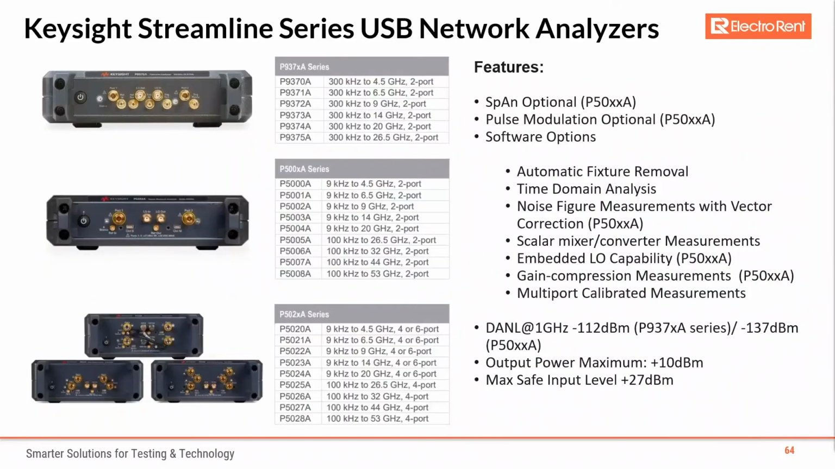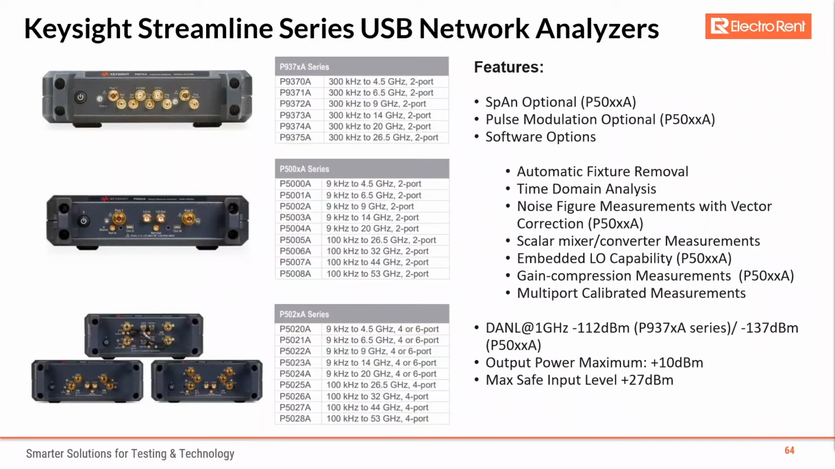Keysight has their Streamline series USB vector network analyzers. This is based on the same Pixie card that's used in their Pixie chassis and in the E5080B ENA that I mentioned earlier. So basically they take that Pixie card, put it inside a USB box, and you'll have various options available.